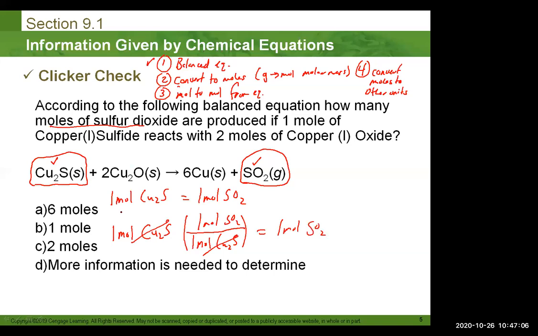What we're actually seeing from this relationship is that it's a one-to-one relationship, which means for every 1 mole that we put in of this, we get out 1 mole of this here. So it looks like B would be the right answer in this particular case.